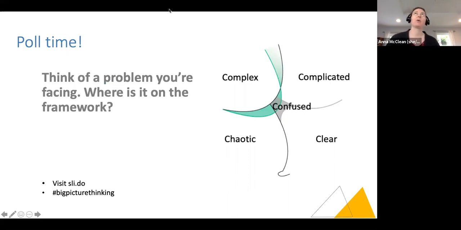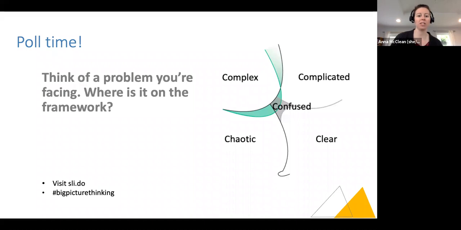We'd love you to think about a problem that you're facing. It could be at work, it could be in your personal life, it could be on a personal scale, local scale, national, global, whatever you feel like playing with a little bit. And as you think about that problem, consider the Cynefin framework and where would you place that problem on the framework? So is it in the confused domain? Is it very chaotic? Is it clear and straightforward and you know what to do? Does it have that sort of human element and it's very complex? Where would you place that?